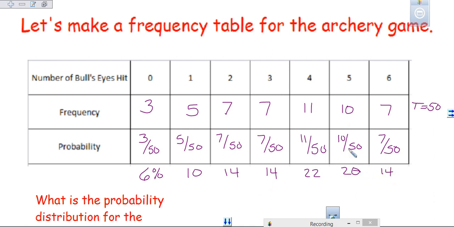The reason why I prefer a percentage in this example is because some of these fractions would have to be reduced. So if you didn't have them reduced, that would count against you. So you have to make sure you are simplified. And I thought doing a percentage was the easiest way to do that. So then here's the question. What is the probability distribution for the number of bullseyes each archer hit? So that just means what are these numbers, either as reduced fractions, decimals, or percentages. So we finished the table.